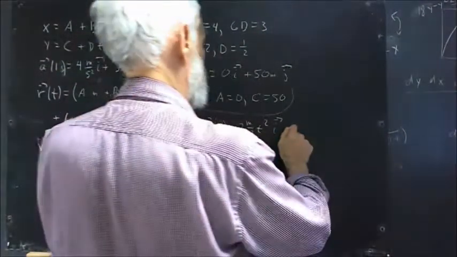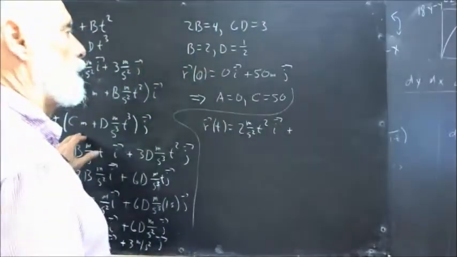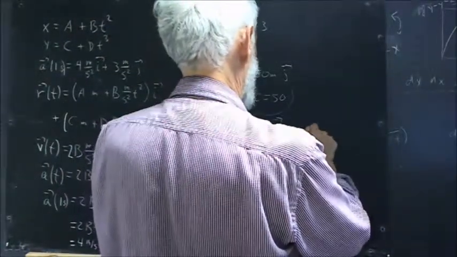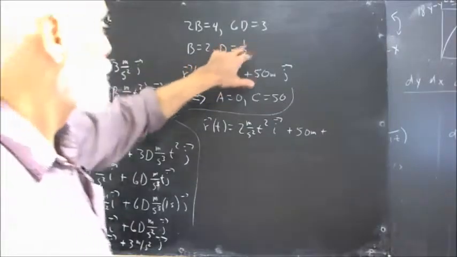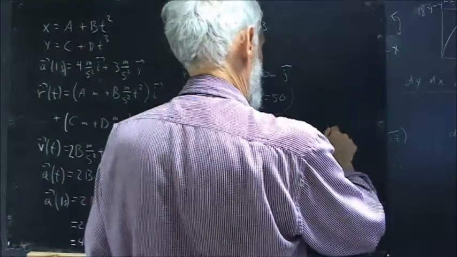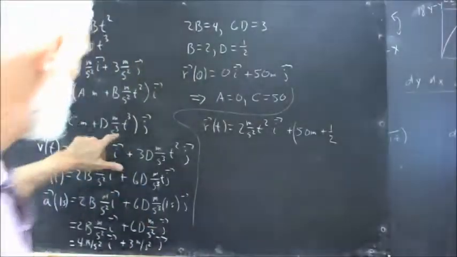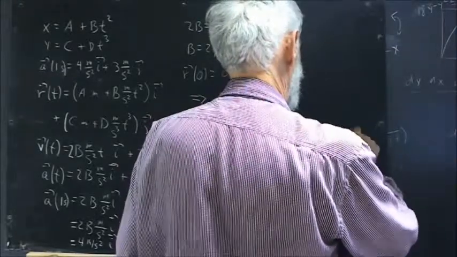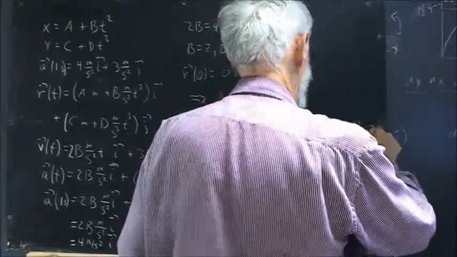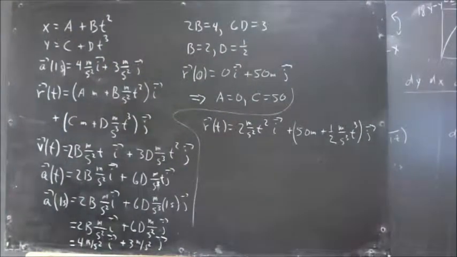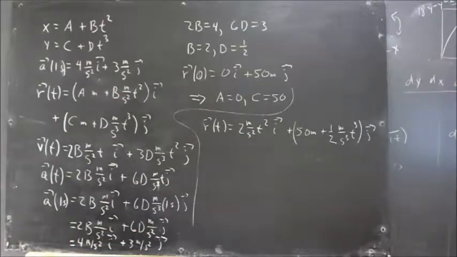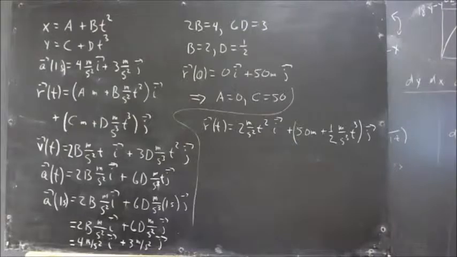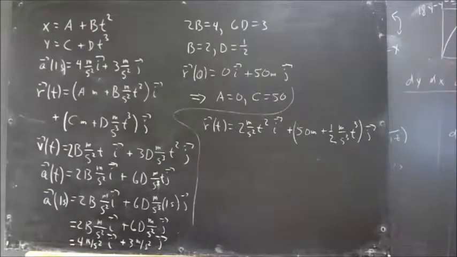plus C, which is 50 meters, plus D, which is 1/2, and that's meters per second cubed times t cubed times j. Now, there are questions that are asked about this motion, and we'll talk about them in a second.